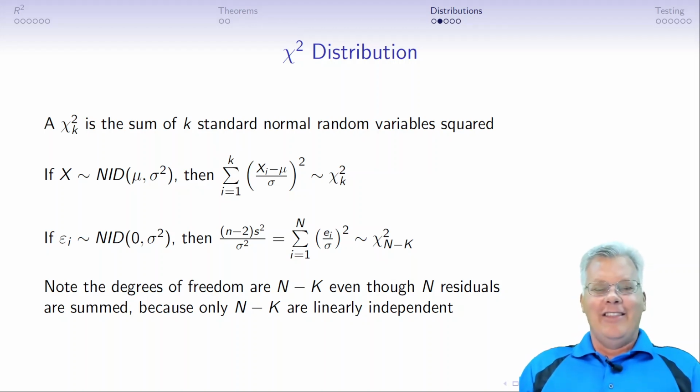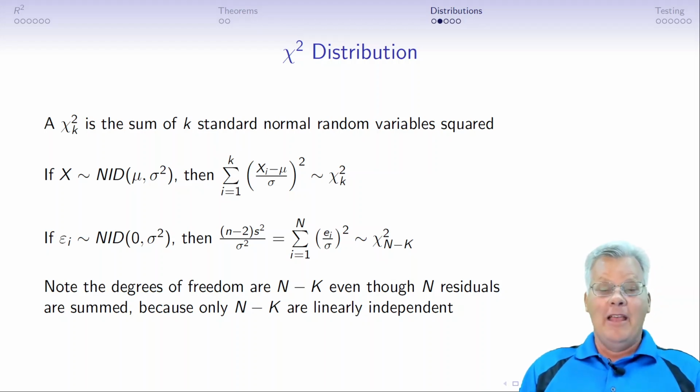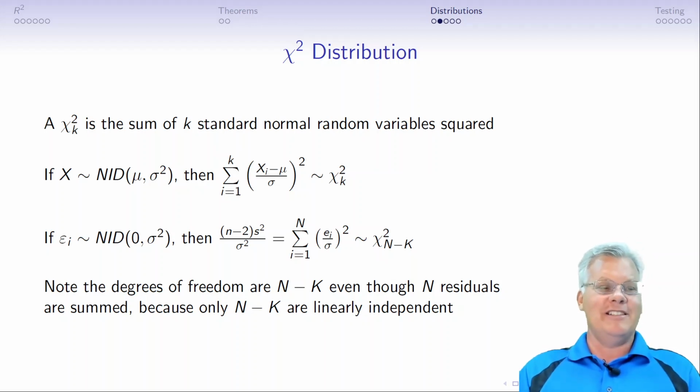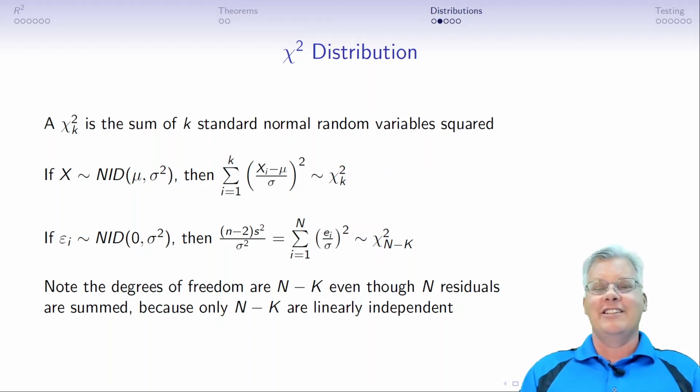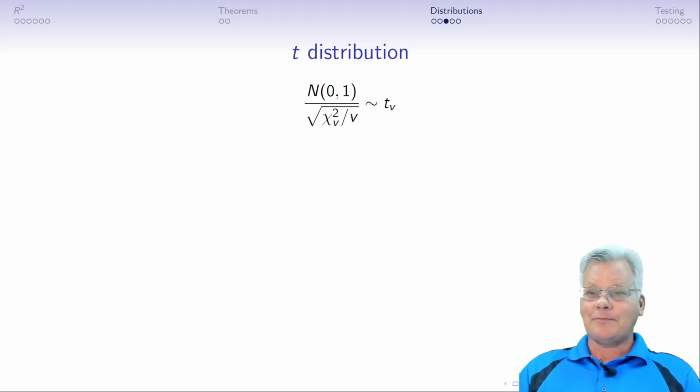Note again that the degrees of freedom are n minus k, even though we have n residuals added up. And the reason why is that only n minus k of these residuals are linearly independent. And again, the exhaustive proof of this is in Schmidt's text, Econometrics, and it's in my office if you want to come by and take a look at it.